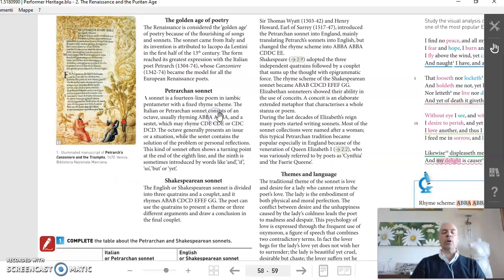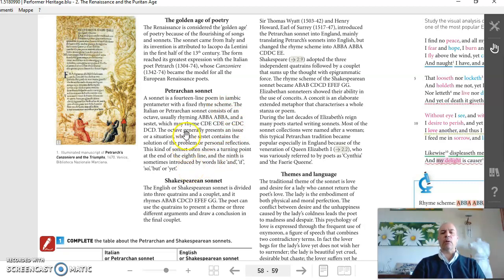There are two kinds of sonnets. One is called Petrarchan or Italian sonnet, and the other is the English or Shakespearean sonnet. Let's analyze the Italian sonnet first. The sonnet is usually a 14-line poem in iambic pentameter with a fixed rhyme scheme. This is very important. This is the rule, okay?